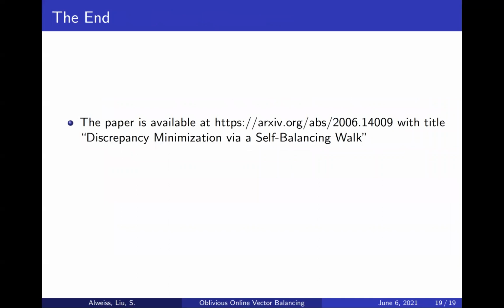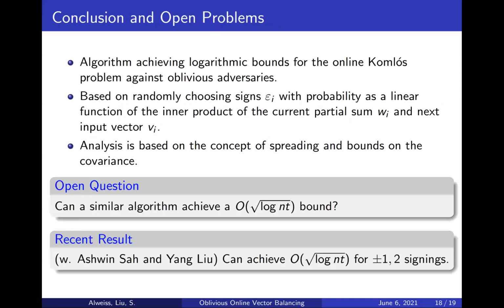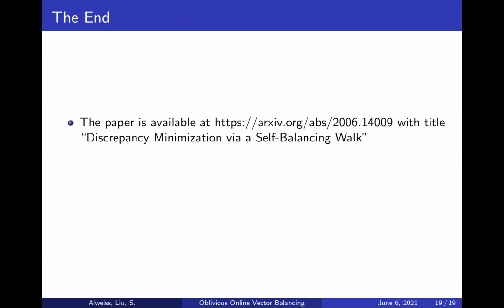So thank you. This paper is available on the archive. Oh, I should also mention the final paper gives an alternate proof of the log NT bound in this result. But this paper is available under the title Discrepancy Minimization via Self-Balancing Walk. And thank you for your attention.